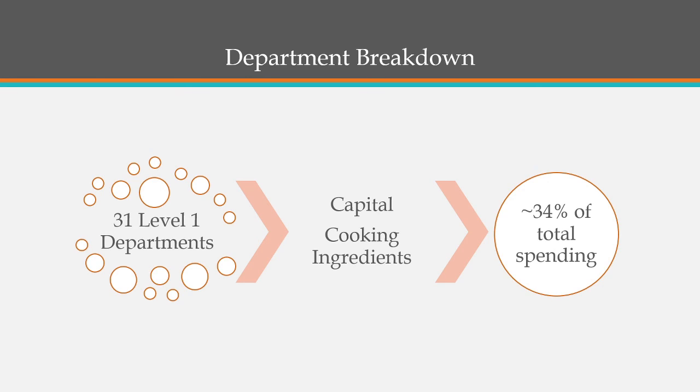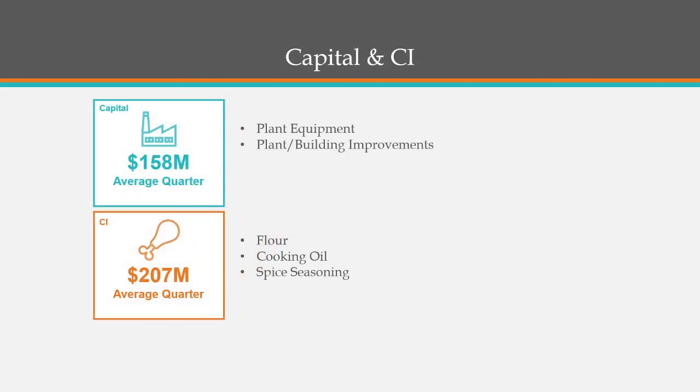We found that the top two spenders were capital and cooking ingredients and made up approximately 34% of total procurement spending over the 2017 to 2018 timeframe. Over that timeframe, capital averaged $158 million in procurement spending per quarter.